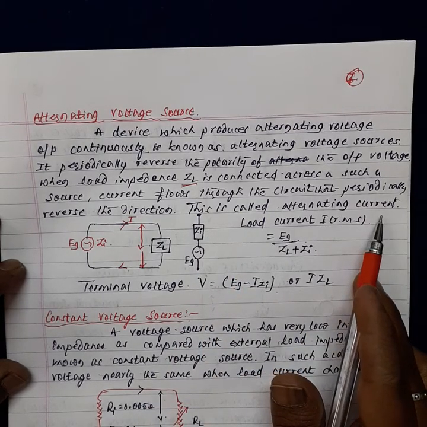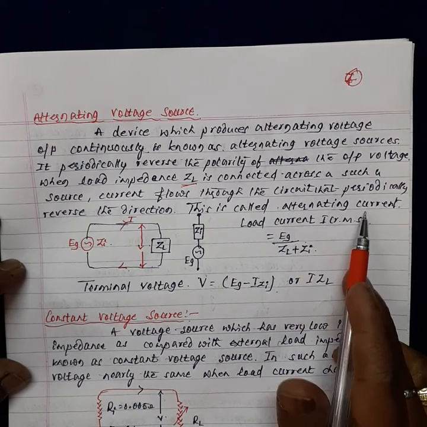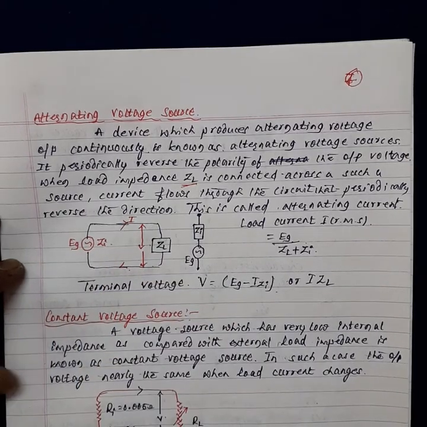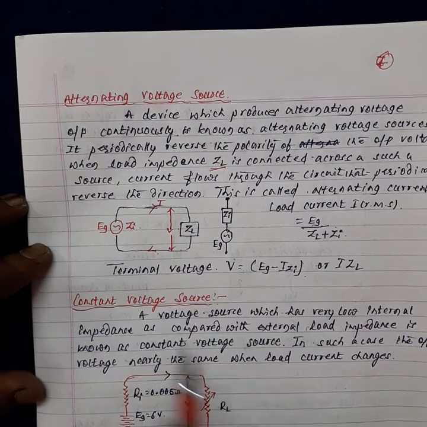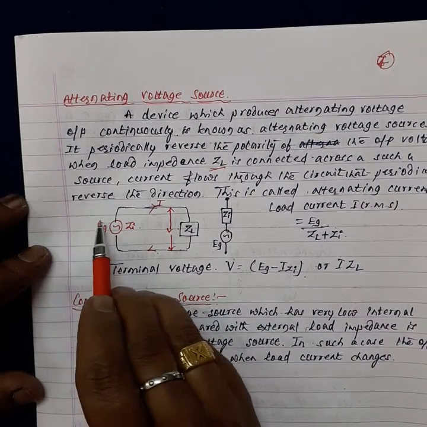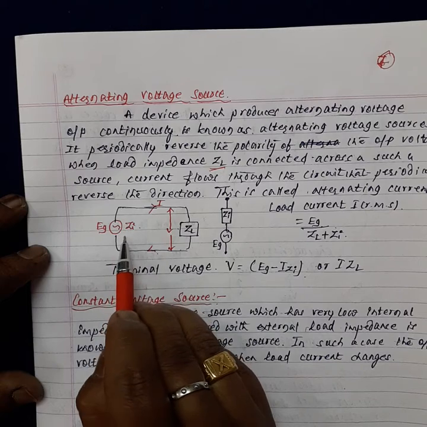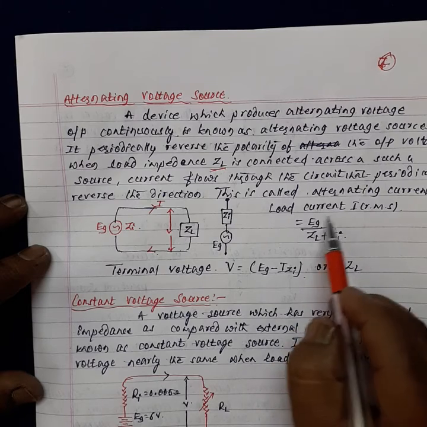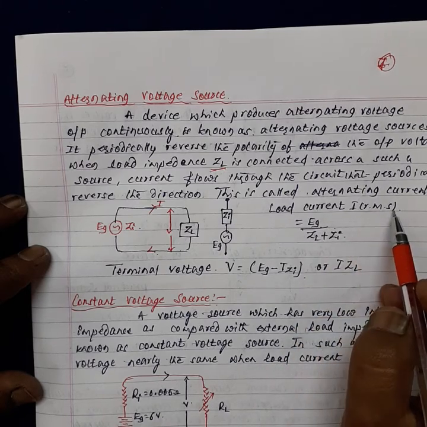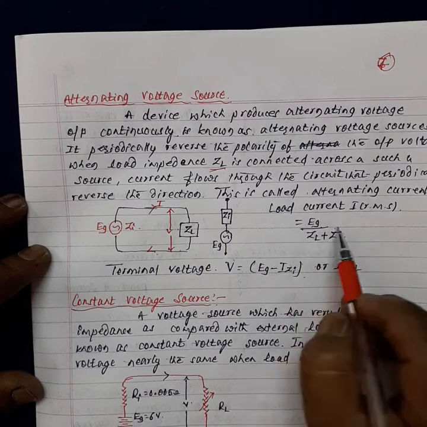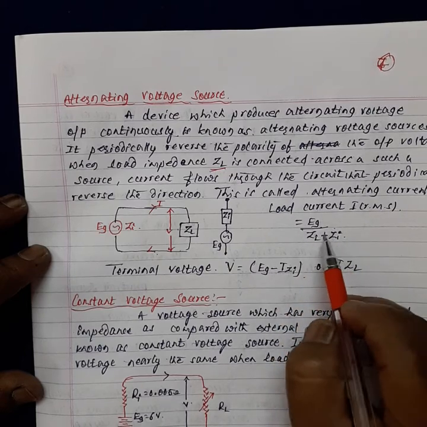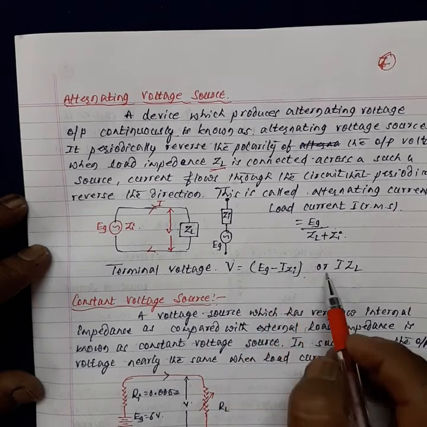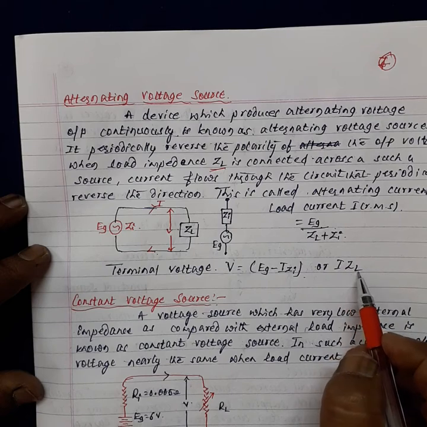So here you have to remember alternating current. That is nothing but it periodically reverses the direction. So this can be represented as E of G. The impedance is represented by Z of I and Z of L. So here we can calculate the load current, that is called I RMS, as E of G divided by Z of L plus Z of I, which is nothing but E of G minus I of Z of I, or you can call it as I into Z of L.